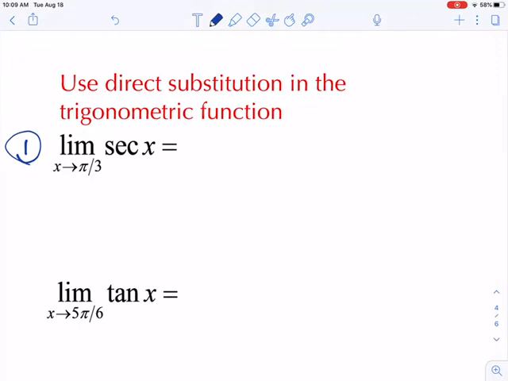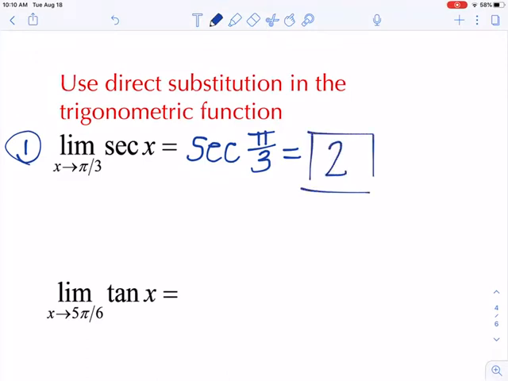So if I ask you for the limit as x approaches pi over 3 of the secant of x, we are going to do direct substitution. So I'm really asking you, what is the secant of pi over 3? Well, we know that the secant is the reciprocal of cosine. We know the cosine of pi over 3 is 1/2. So the secant would be 2 over 1.